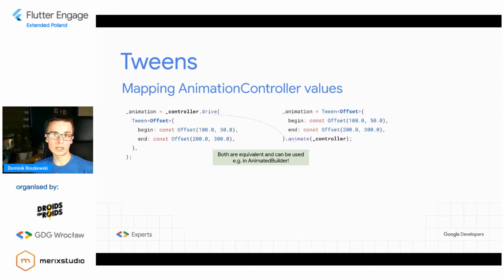So you can imagine animation controller as some kind of clock that goes from 0 to 1, or you can also specify a different ending value, but by default it goes from 0 to 1. But in reality, not many animations go from 0 to 1. Usually they go from, like in my case on this slide, from offset 1 to offset 2, or they can go from color red to color blue, they can go from radius 21 to radius 97 or whatever.